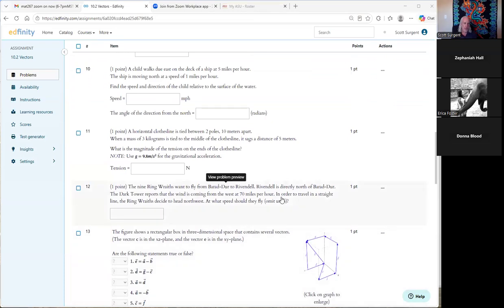A horizontal clothesline is tied between two poles 10 meters apart. And when a mass of 3 kilograms is tied to the middle of the clothesline, it sags a distance of 5 meters. What is the magnitude of the tension on the ends of the clothesline?